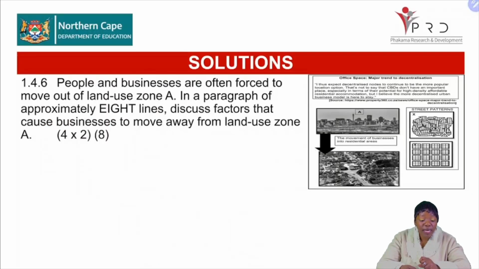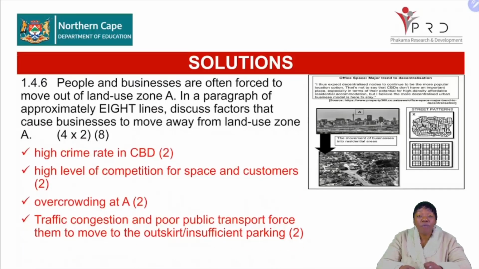Then we're looking at our question 1.4.6, a paragraph question, whereby you are supposed to discuss the factors that make businesses move away from the CBD. So number one, we're talking about the high crime rate in the CBD because it is overcrowded. Not everyone going that side is working. So there are those who go there to commit crime.